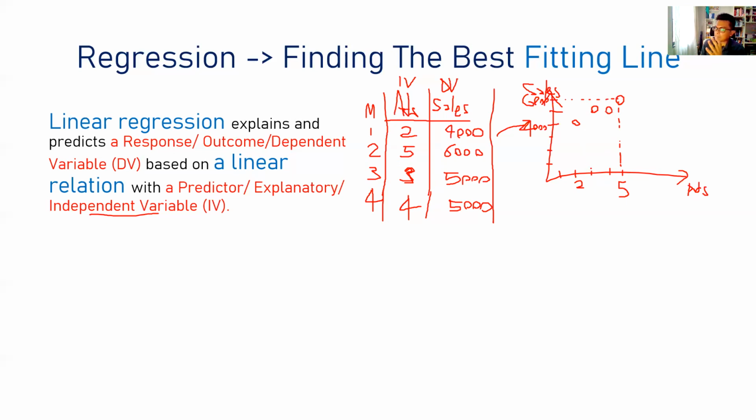So by plotting the ads budget as the x-axis or the independent variable, and also plotting the data in terms of sales, the pair between the ads and the sales, we can already see a pattern: as the ads budget goes higher, the sales performance tends to also increase. We can see that there is an upward trend to the right side.